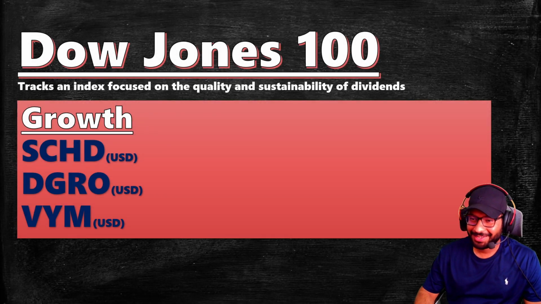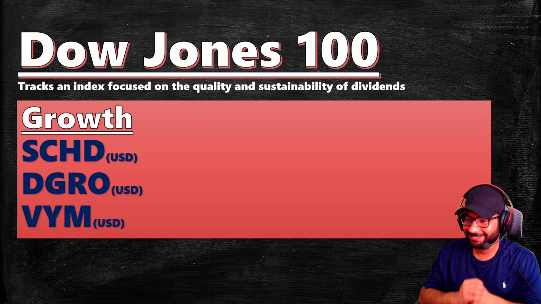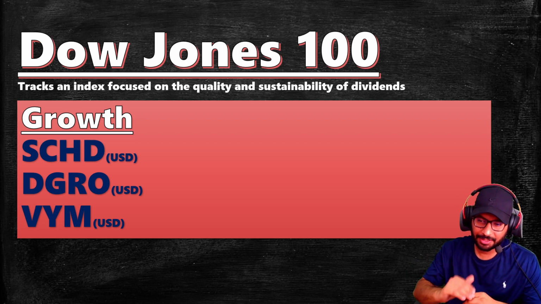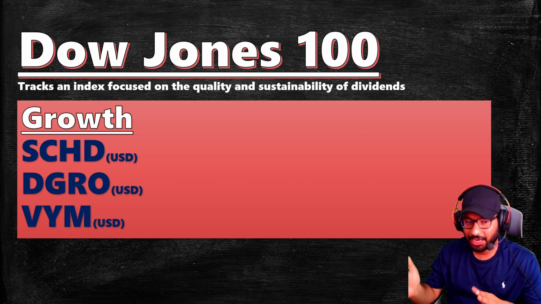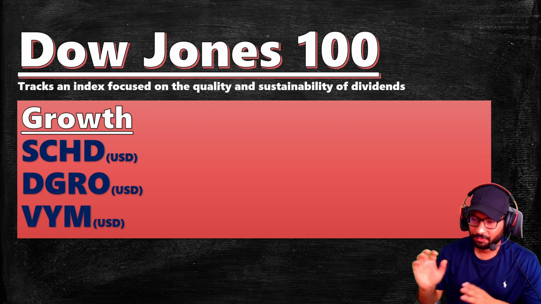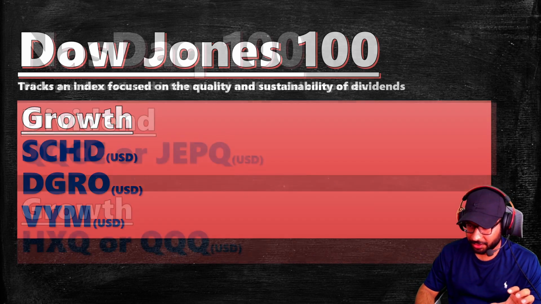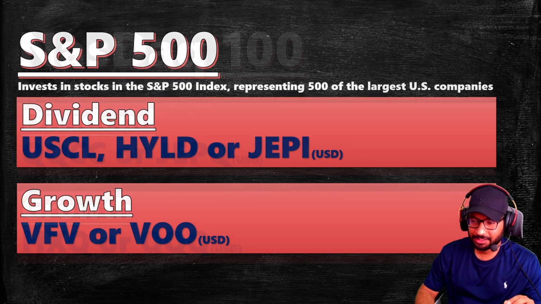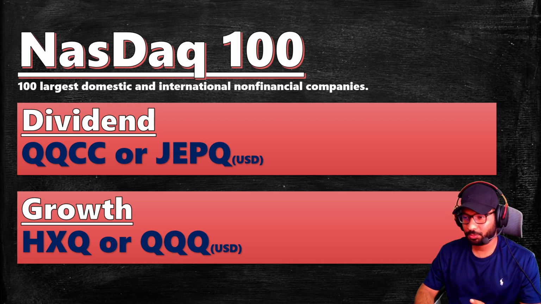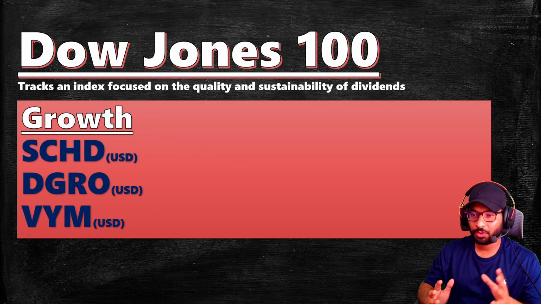All right, the next one is Dow Jones. So what is this index? Basically, this index focuses on dividend companies, companies which pay consistent dividends and consistently grow the dividend. The other two indexes were different in style. One was focused on the largest 500 companies, which is the S&P 500. The second one is more focused on growth, with more exposure to tech companies. The third one is more focused on dividends.